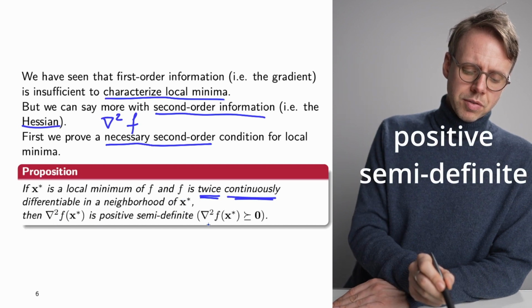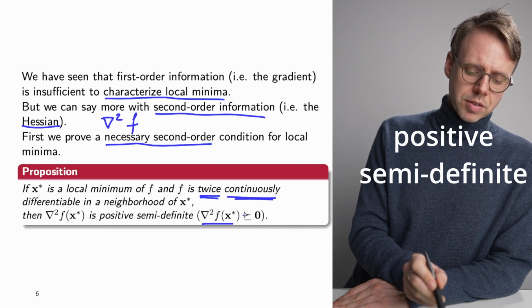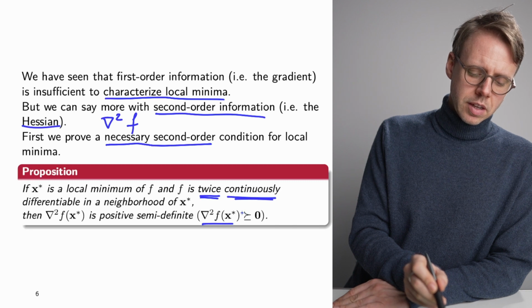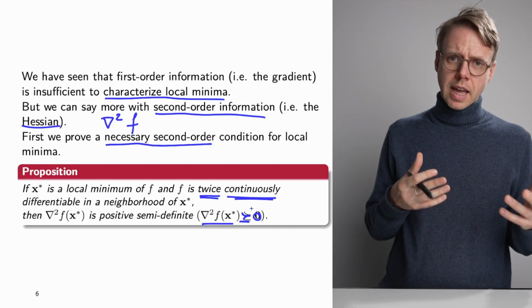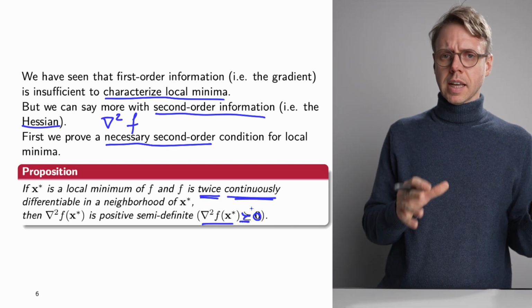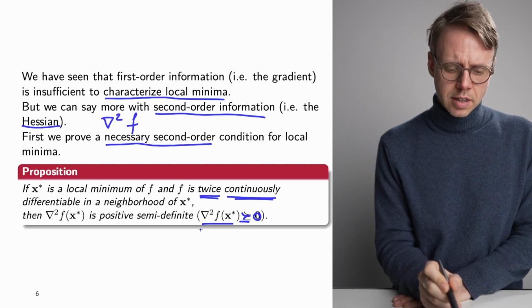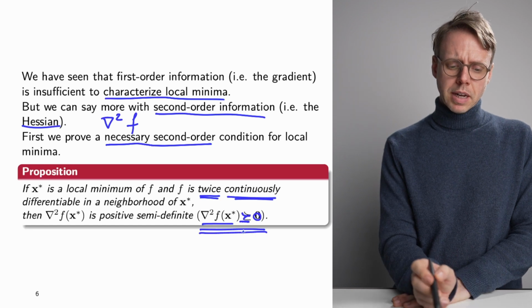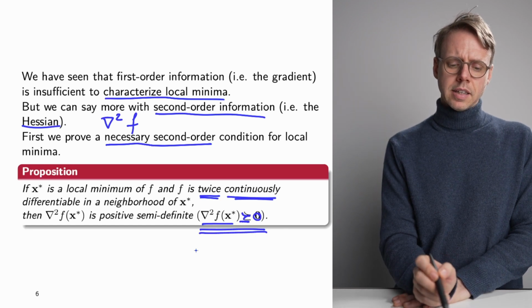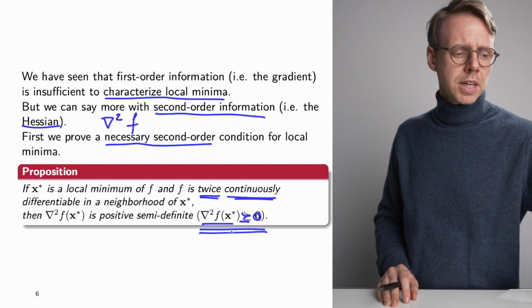Or a different way to write this is the Hessian matrix is positive semi-definite, so it's this wavy larger or equal to sign than 0. We will again prove this by making a statement that leads to a contradiction. So we will say that the gradient equals 0, but the Hessian is not positive semi-definite. So let's see what happens.